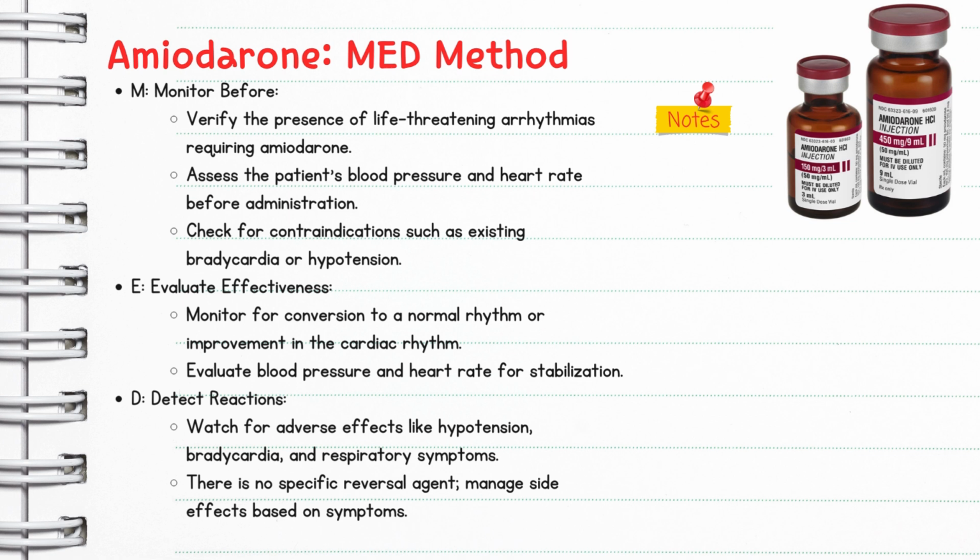So, to evaluate the effectiveness, okay, you are going to monitor for, the primary goal of it is to convert the abnormal rhythm into a normal sinus rhythm. So obviously, if you see on the monitor that the patient's rhythm is now normal sinus rhythm, you are great, right? Like we did what we wanted. So you're going to be observing the patient's EKG to see if there's a return to normal rhythm, at least an improvement in the cardiac cycle.